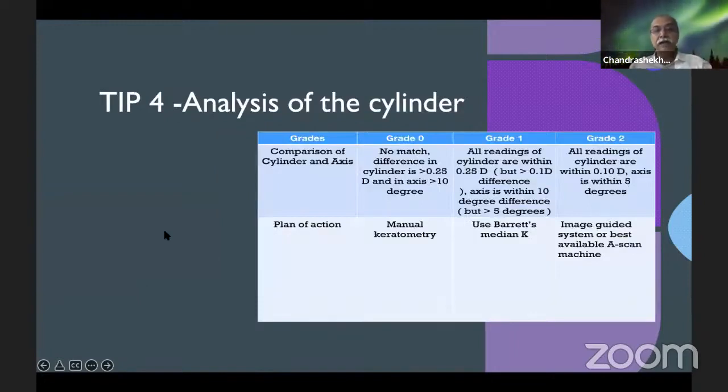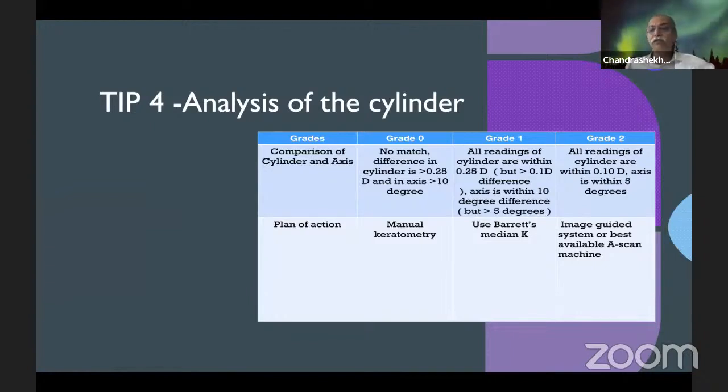Then the next tip is analysis of the cylinder. So as Dr. Lal has already shown, many times we get different kinds of readings. So what practice I follow is that I take readings from 3 machines, and one of them is of course a topographer or tomographer like a Pentacam or a MS39, plus IOL Master or Lenstar, and plus any machine like Verion or any dedicated keratometer. Now, we divide the patients into 3 categories.